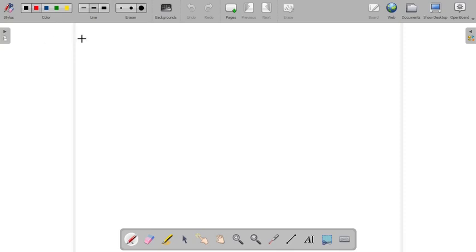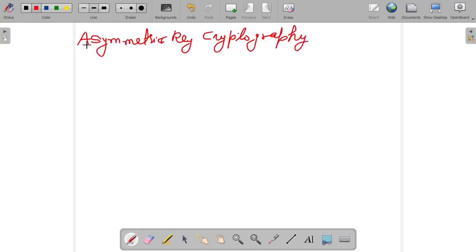So let's start. In asymmetric cryptography, we use two keys. In symmetric cryptography, we use one key. That single key is secret, meaning the same key is kept by the sender and the same key is kept by the receiver. But here, let's try to understand how it works.